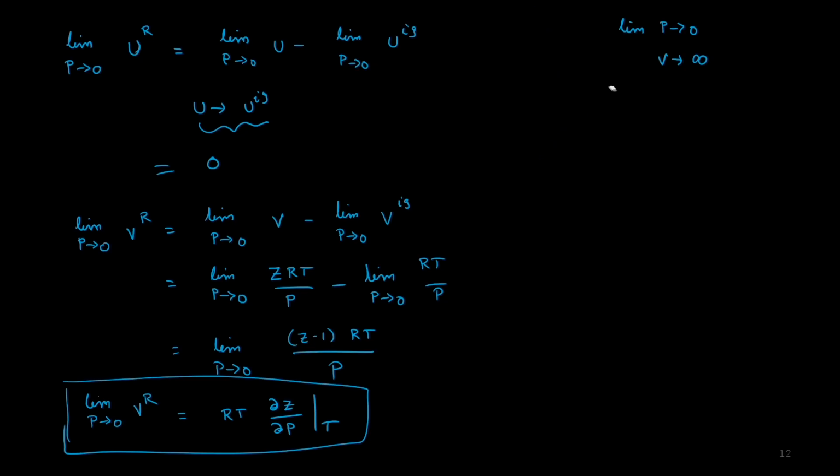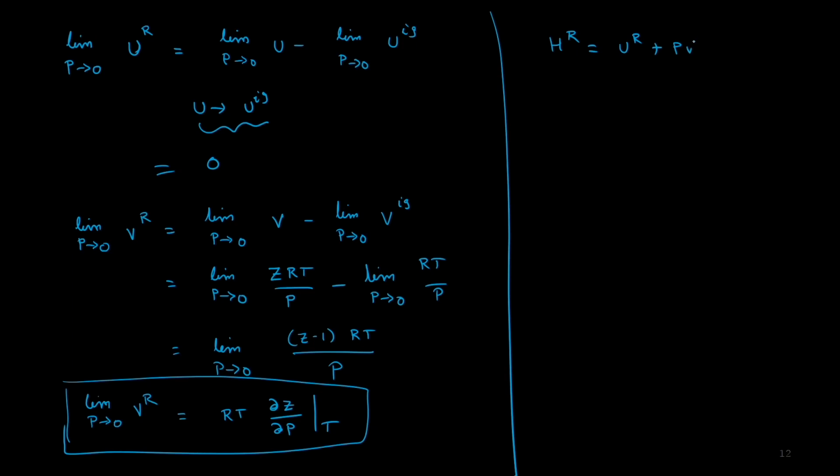Now what happens for H^R? H^R is obviously U^R plus PV^R. So what happens to the residual enthalpy H^R as we go to the 0 pressure limit? The limit as P goes to 0 of H^R is going to be the limit as P goes to 0 of U^R plus the limit as P goes to 0 of PV^R. V^R is finite, so PV^R also will go to 0, so H^R in that sense will go to 0.